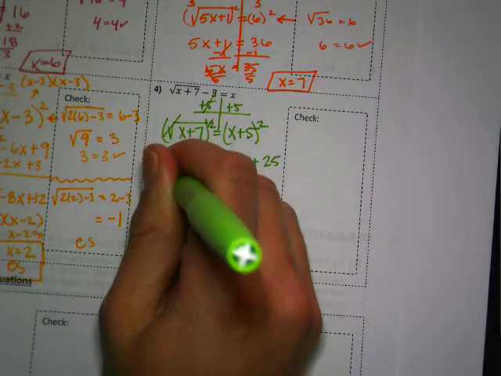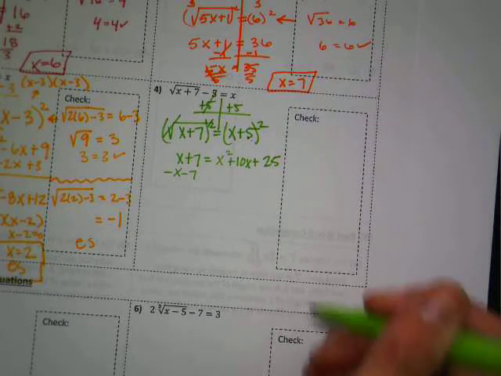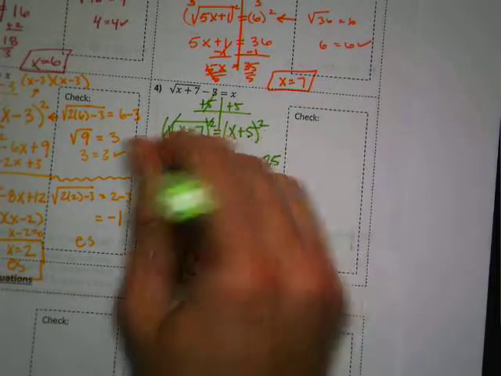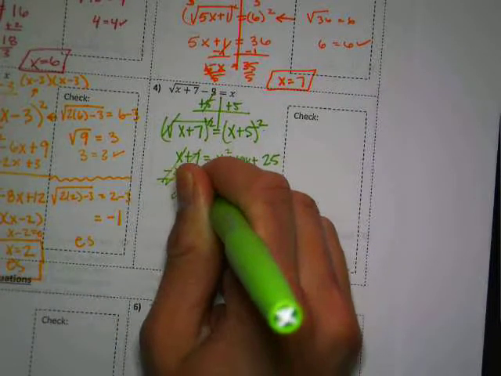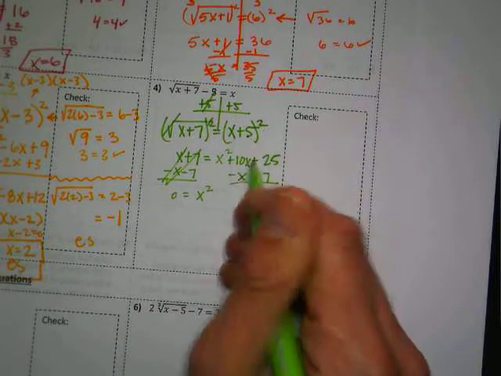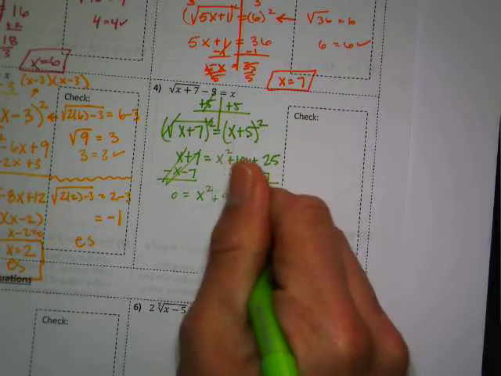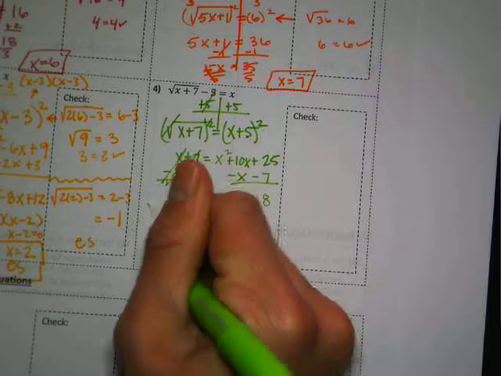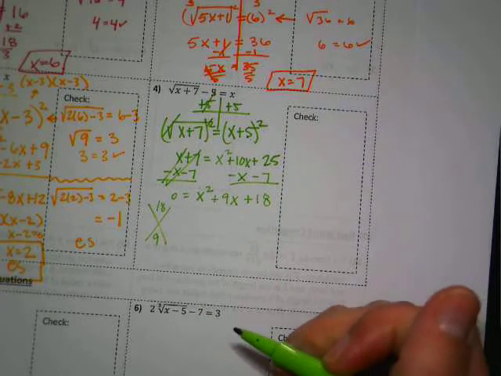Good, we're going to subtract the x, we're going to subtract the 7. Do it to both sides. So those guys cancel. So 10x minus x is going to give you 9x. 25 minus 7 is going to give you 18. x squared plus 9x plus 18.